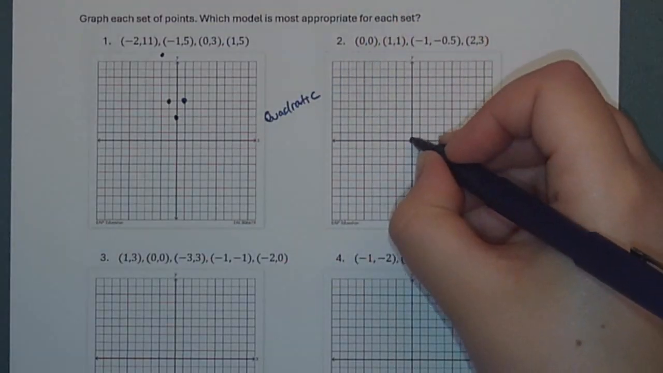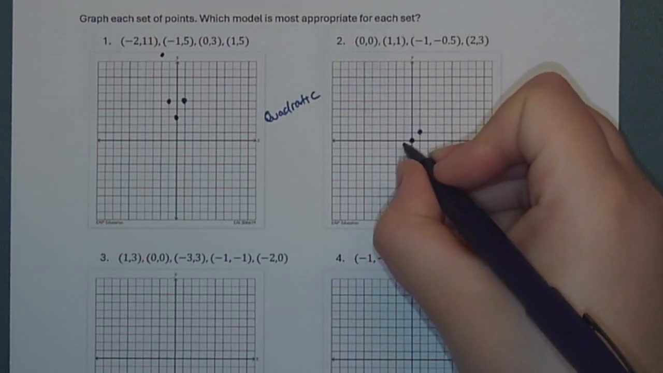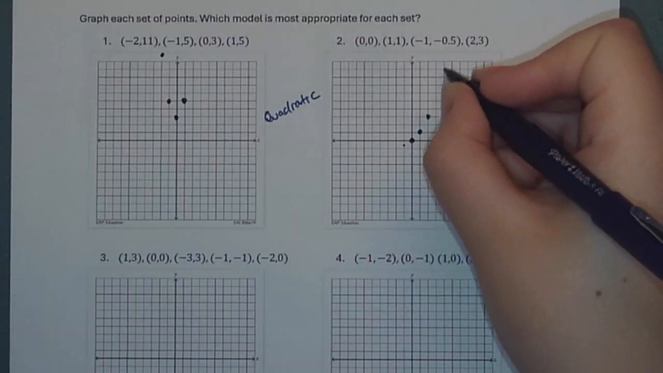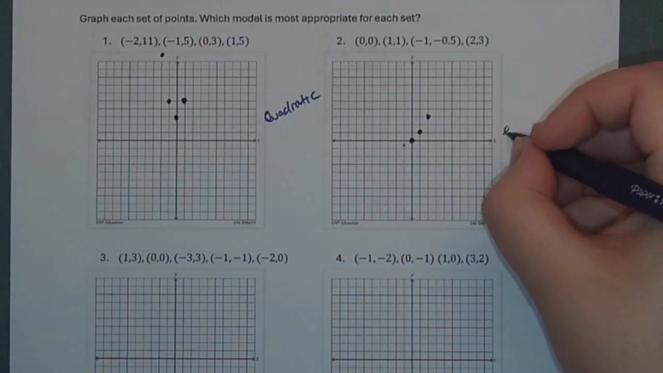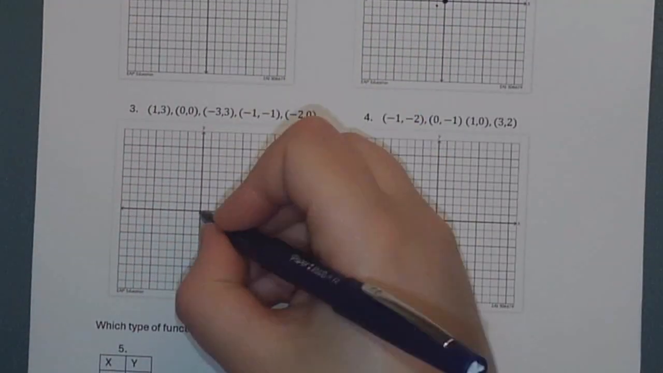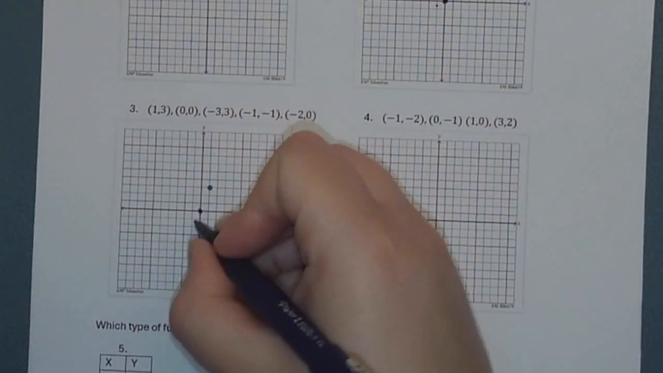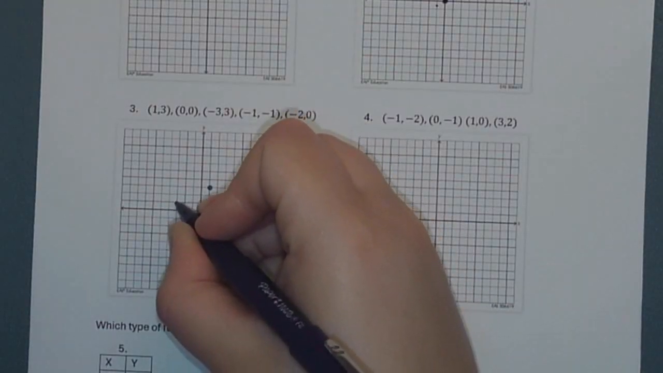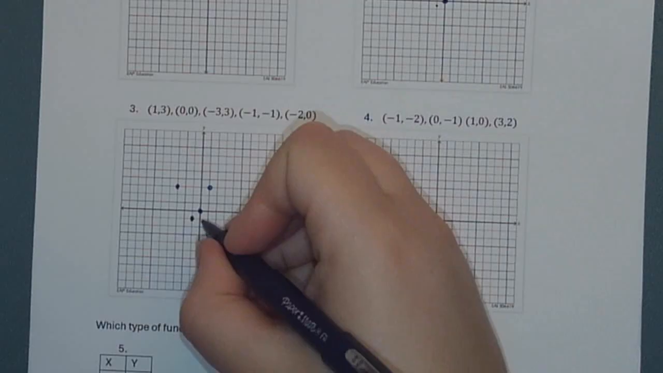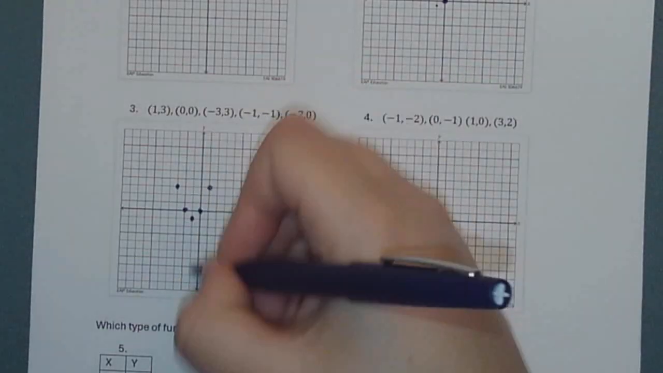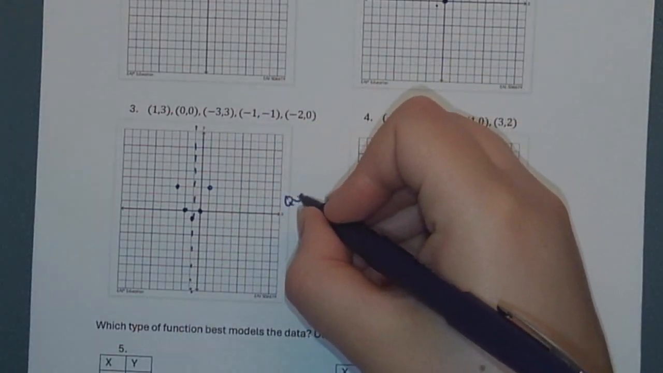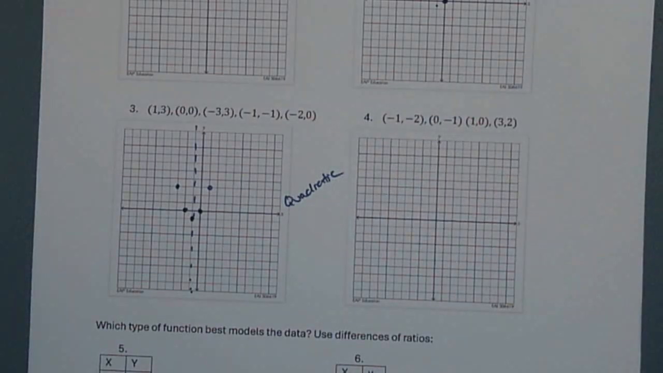Alright, next we have 0, 0, we have 1, 1, we have negative 1 and negative a half, and 2, 3. So that's sort of like a curve type shape, so this is going to be exponential. Next one, we have 1, 3, we have 0, 0, we have negative 3, 3, we have negative 1, negative 1, and we have negative 2, 0. That's also a parabola with our axis of symmetry actually running down negative 1. So this is also a quadratic function.